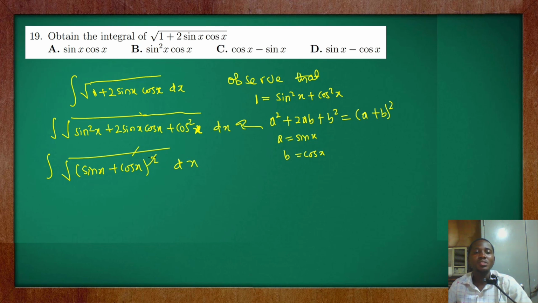So the square root will cancel the square. That means I'm going to have the integral of sine x plus cos x dx. Now I can easily integrate this. If you integrate sine x, don't forget that you always have negative cos x. And if you integrate cos x, you have positive sine x. Then we can write this as sine x minus cos x. So the correct option to this question is option D.